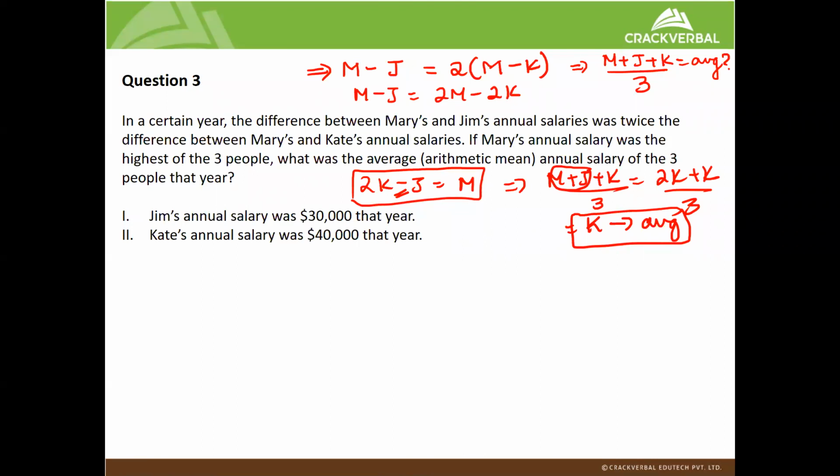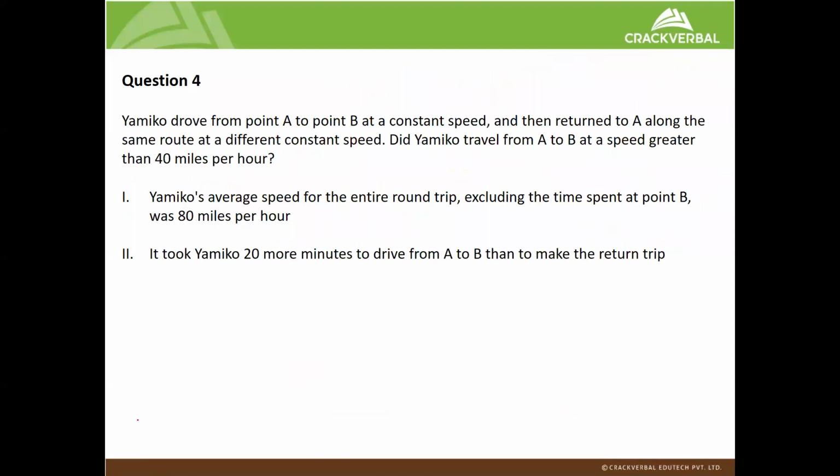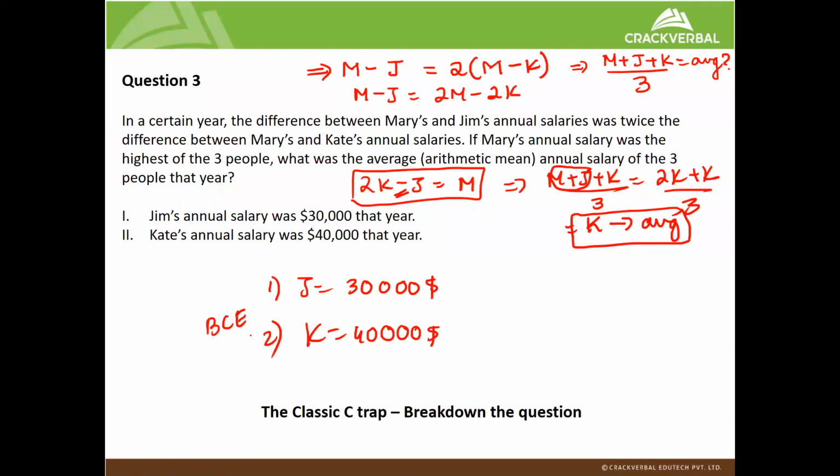The first statement gives me Jim's annual salary was 30,000 that year. So in the first statement J is 30,000. Remember, I need the value of K. I have J, insufficient, BCE. Second, Kate's annual salary was 40,000. That's exactly what I want because the average salary here is given by K. The second statement is clearly sufficient. So for those who fell for the classic C trap again by saying Jim and Kate's salary both are required, you made a mistake. You didn't work with the statements individually.